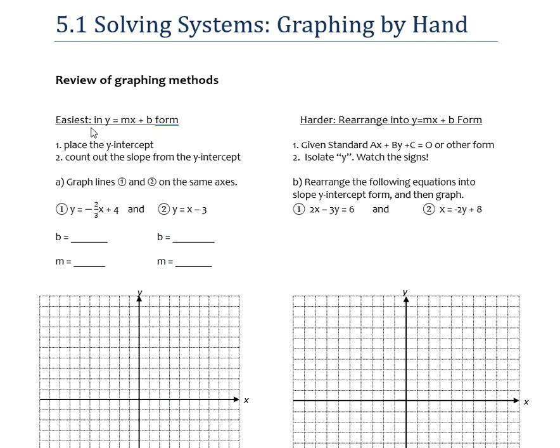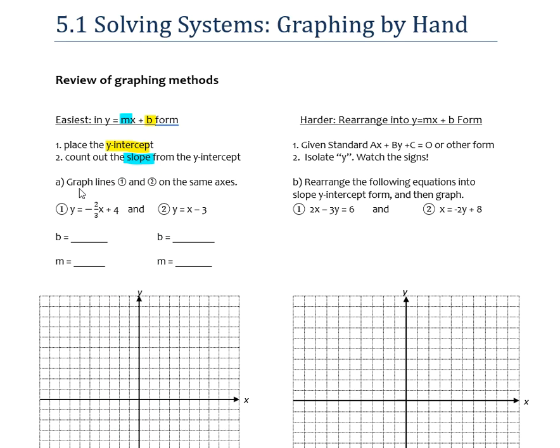The easiest method that we have is when our equation is already in y equals mx plus b form. So here's your two steps that I'm just reviewing for you. Your first step is to place the y-intercept. That's the first thing you're going to do. The y-intercept, that's your b, right? And then the second step is to count out the slope from the y-intercept. So your slope is your m.